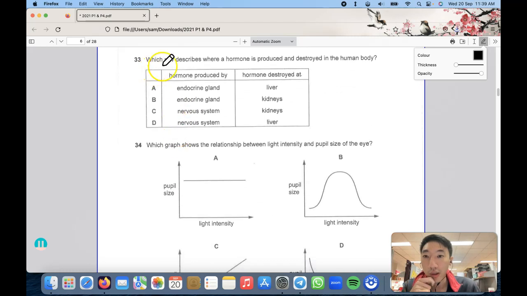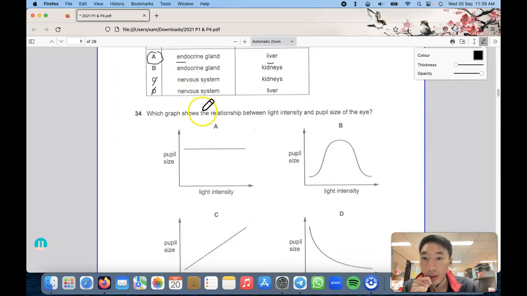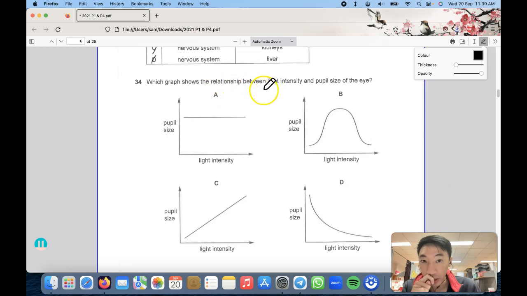Okay, then 33 says, which role describes where a hormone is produced and destroyed in the human body? Hormones are produced in the endocrine glands, so it's not the nervous system, and hormones are destroyed at the liver. Alright. A.